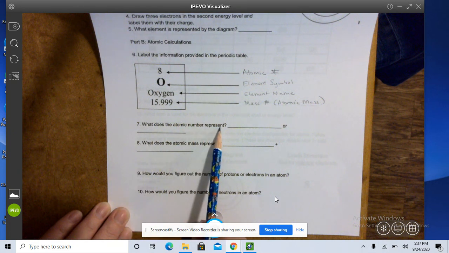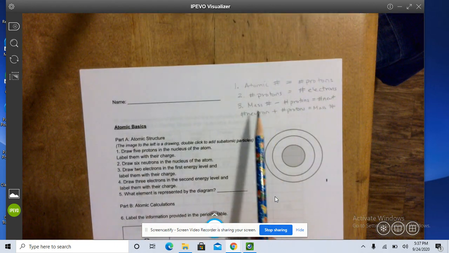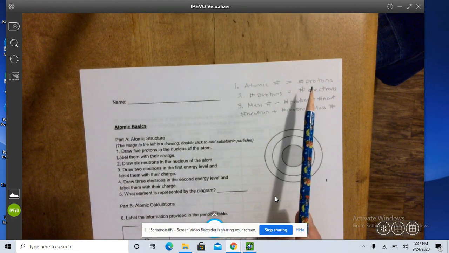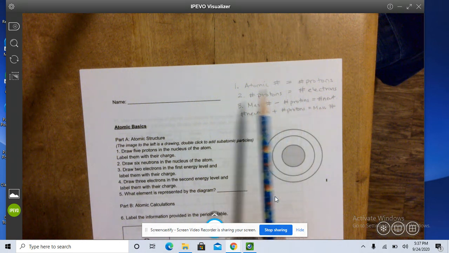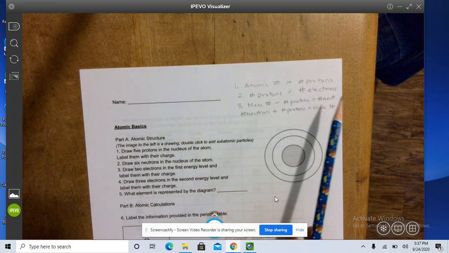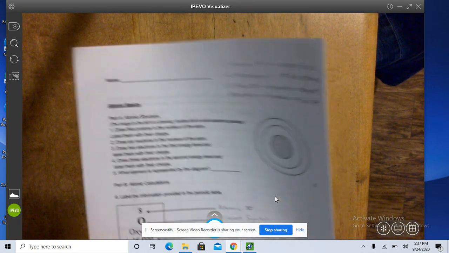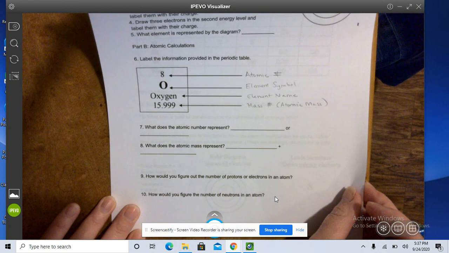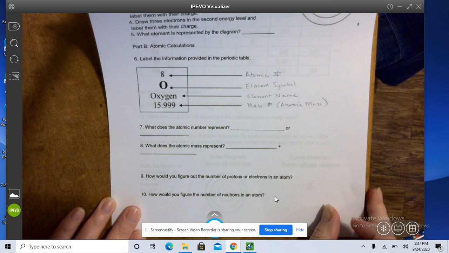So what does the atomic number represent? If you go back to the rules, the atomic number equals the number of protons. That's easy, but there are two blanks. So then you have to think about the second rule. If the number of protons equals the number of electrons, then think about what the atomic number also equals. Number 8, you can refer to number 3 in the rules up at the top. Number 9 and number 10, again, just ask you to answer the questions based on those three rules.